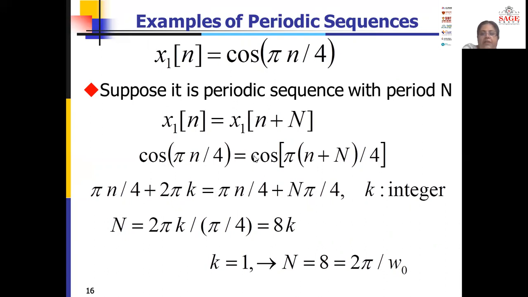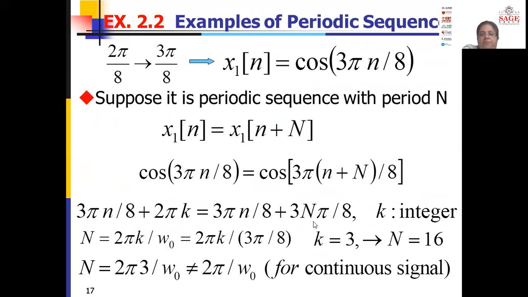Here x1[n] equals cos(pi n by 4), and we can say that the sequence will repeat. To find whether the sequence is periodic or non-periodic, we find the value of n, which is 2 pi k upon pi upon 4, and it comes to 8k, where k is the smallest integer value for which n becomes an integer. So for the smallest value, we put k equals 1, then n will become 8, so the sequence will repeat after 8 samples.